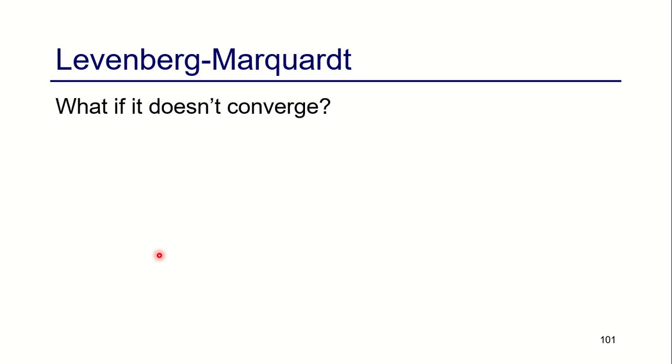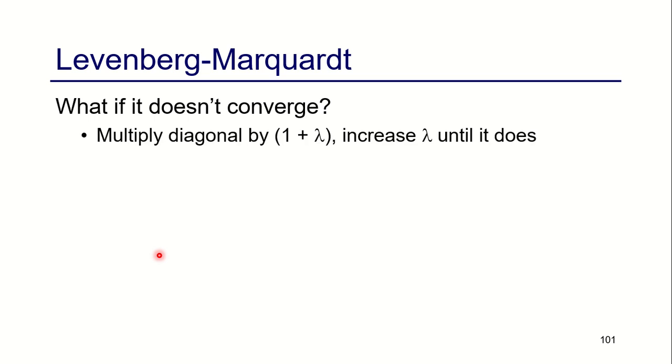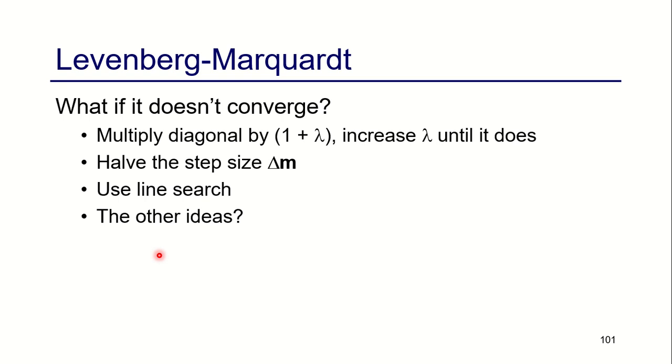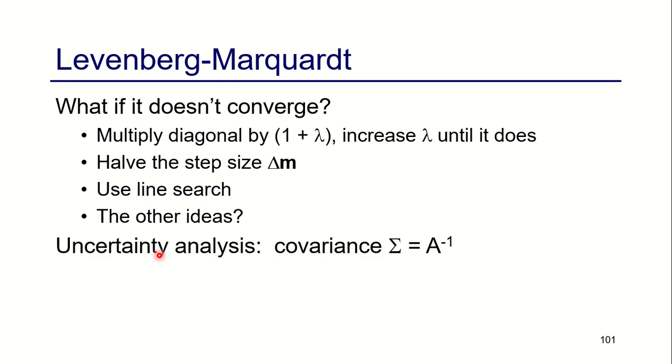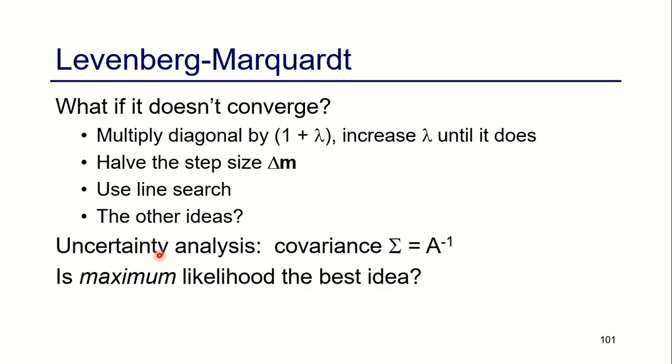So what if it is not converging? Multiply the diagonal by 1 plus lambda and increase lambda until it converges. And halve the step size del M, and then use line search. Any other ideas can also be used for convergence. So how you come to a conclusion is to use uncertainty analysis and find the covariance. Sigma equals A inverse. So find the inverse of it.